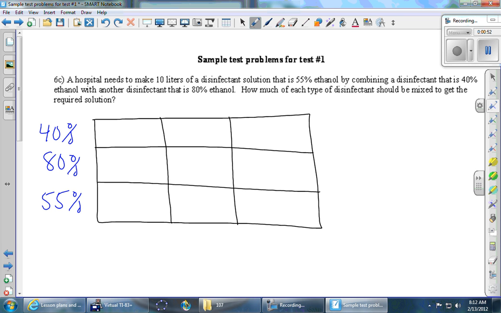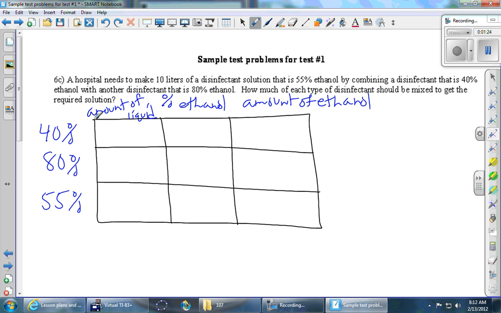Now, to say that something is 80% ethanol means that 80% of the liquid is ethanol and 20% is something else, water, something we don't care about. So we're going to have a column for the amount of liquid, another column for the percent ethanol, and then finally, the last column can be the amount of ethanol. So the amount of liquid is not the same as the amount of ethanol. You've got a certain amount of liquid, and then only part of it, a certain percentage of it, is ethanol.